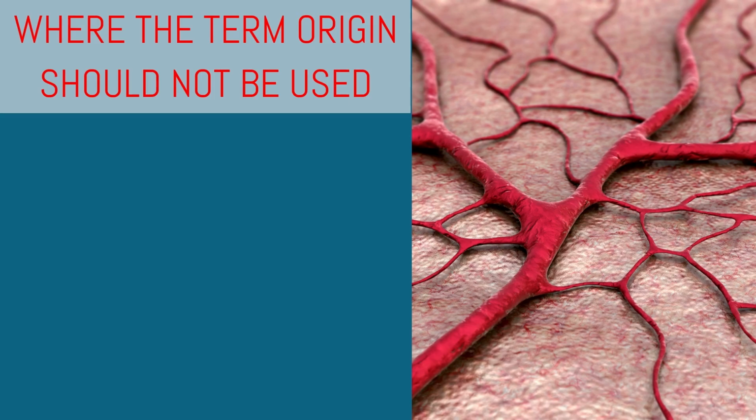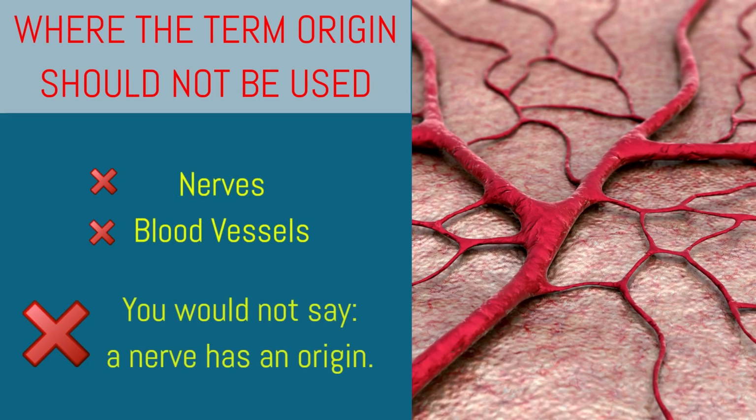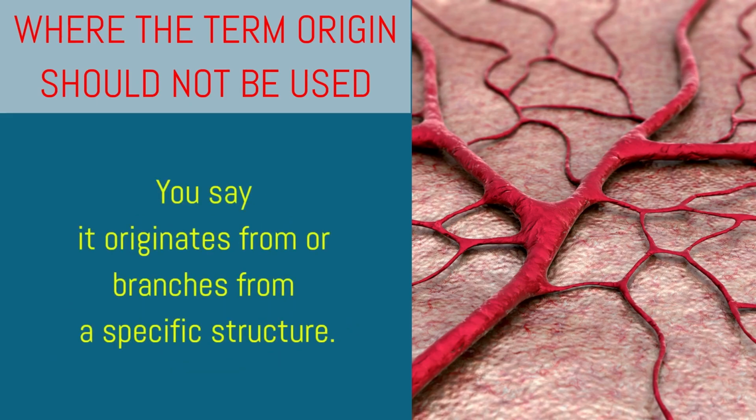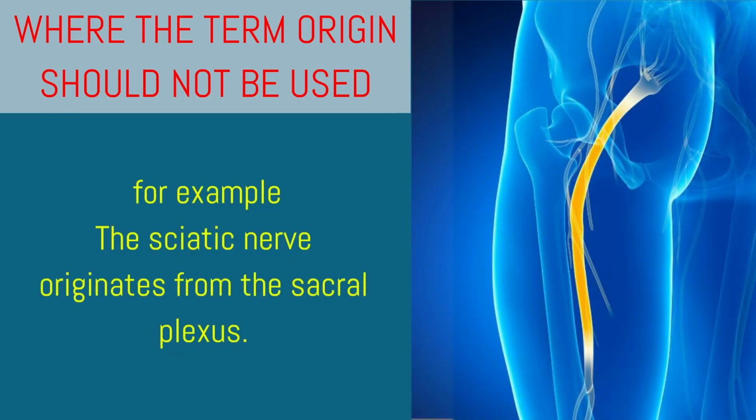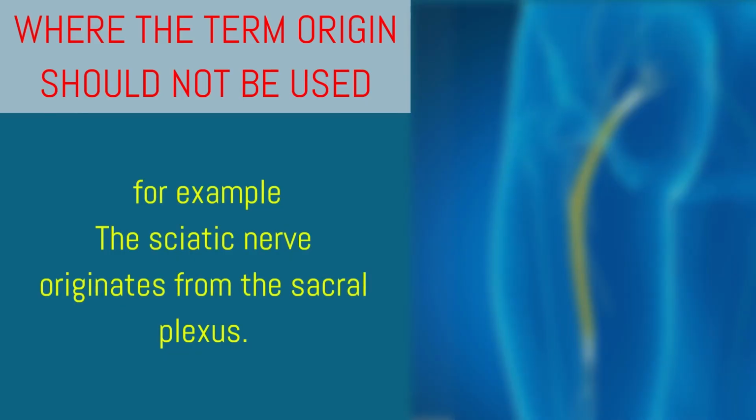Here are some situations where the term origin should not be used. In nerves and blood vessels, you would not say a nerve has an origin. Instead, you say it originates from or branches from a specific structure. For example, the sciatic nerve originates from the sacral plexus.